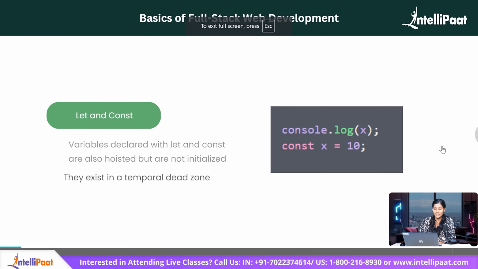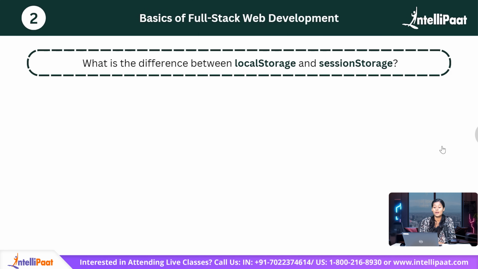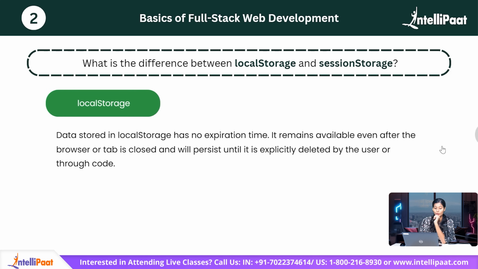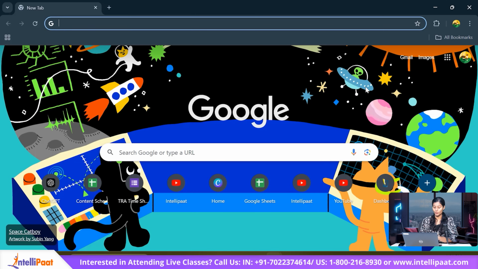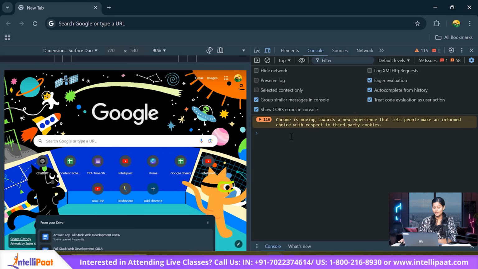Now let's move on to our next question, which is, what is the difference between local storage and session storage? Let's look at the technical definition first for local storage. For local storage, data that is stored has no expiration time. It remains available even after the browser or the tab is closed and will persist until it is explicitly deleted by the user or through the code. Let's take an example for this also. Open a new window or a new tab and open the developer tools.